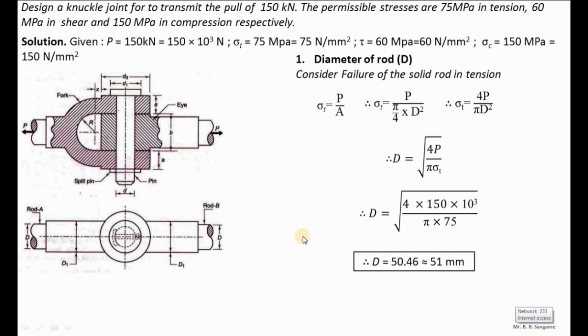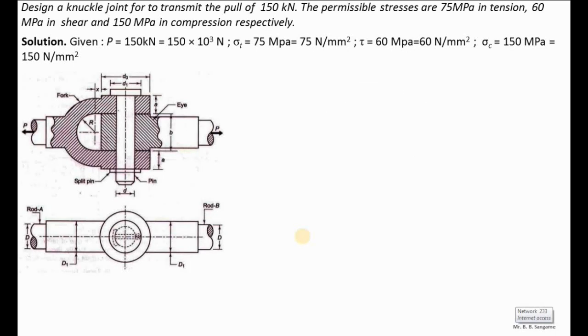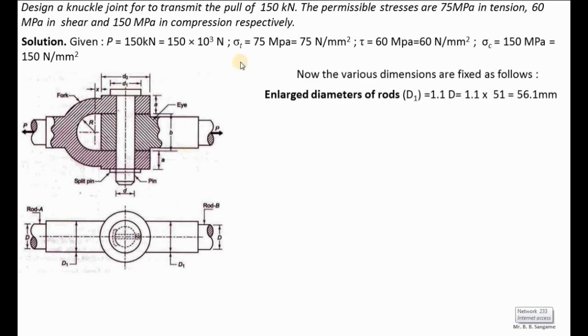By using this diameter, we can calculate the remaining parameters which are related with the rod. The next is the enlarged diameter D1. Here you can see that this is the enlarged diameter. By using the empirical relation, D1 is equals to 1.1 into diameter of rod. The calculated diameter of rod is 51 mm, and the enlarged diameter of rod is 56.1 mm. So I am going to round it to the next digit of 57 mm. So by using the empirical relation, we have calculated the enlarged diameter D1, which is 57 mm.